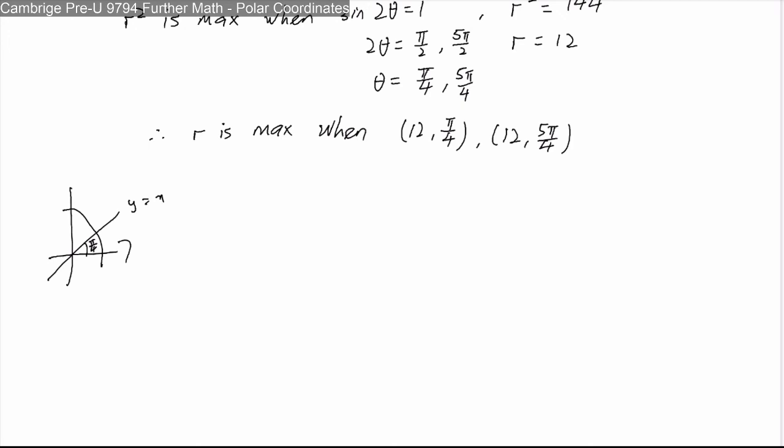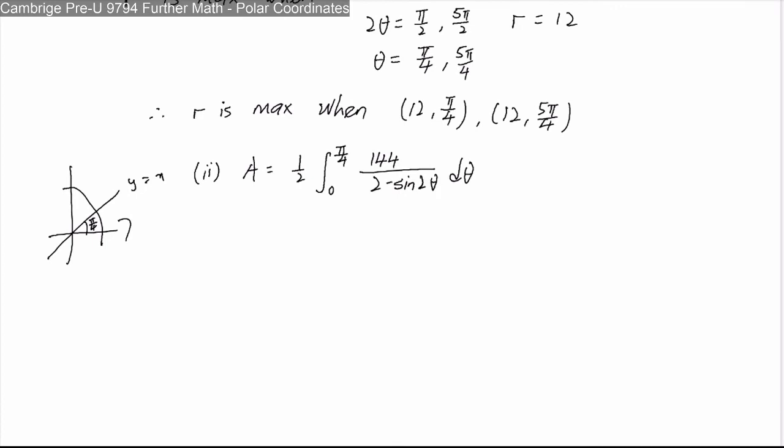In order for us to find the area in this case, we are integrating half r squared d theta. The r squared is already given, and we are integrating from 0 to pi over 4. We don't have to square this anymore because this is already r squared. The purpose of all those things we did earlier is that we need to relate this to what we have done earlier.